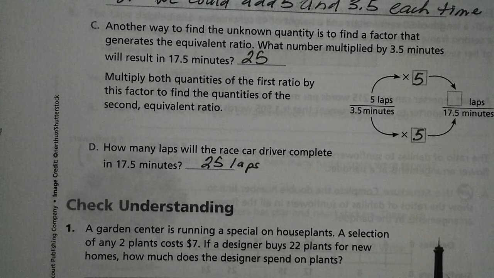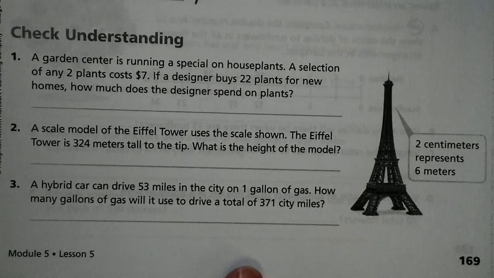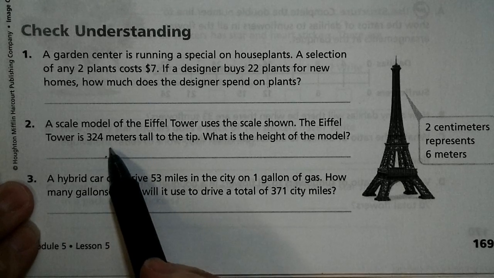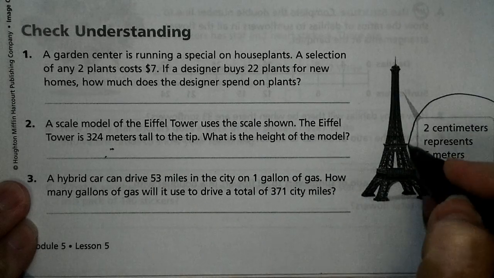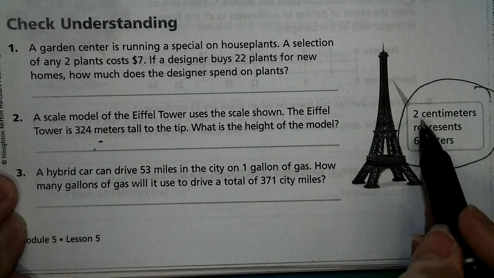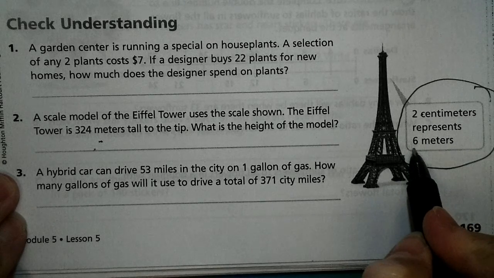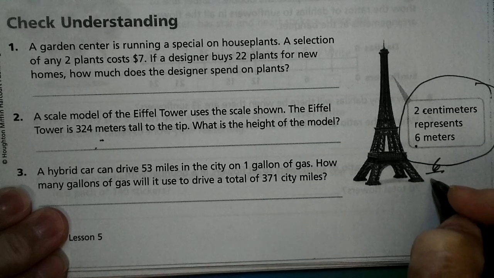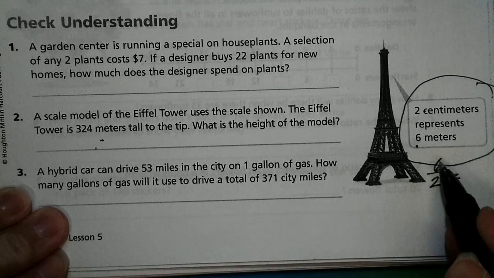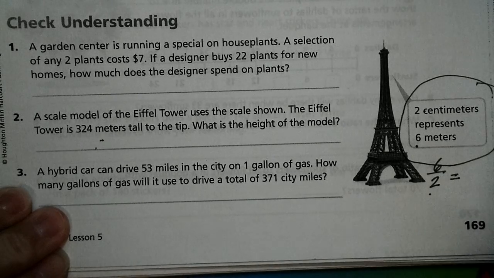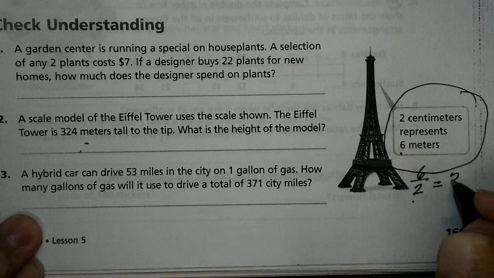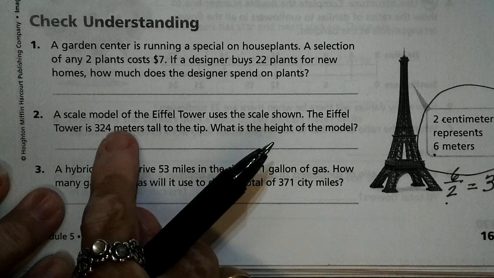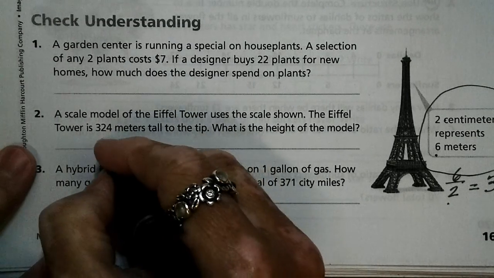All right, so we are to that check understanding. I do want to mention number 2 real quick before I release you and we come back and check it. If you notice, the Eiffel Tower says it's 2 centimeters for 6 meters. How many centimeters will go into 6 meters? 3. Yeah. So that means I got 3 meters that will go into 324 meters.